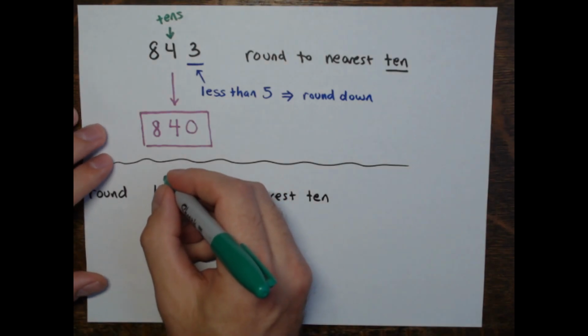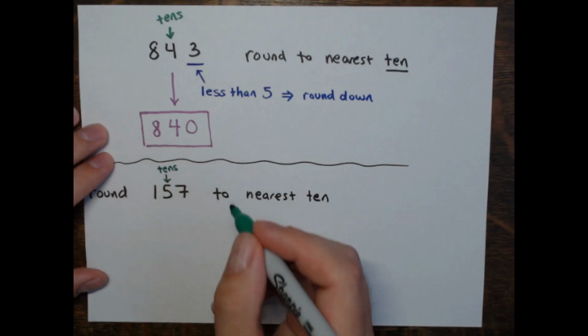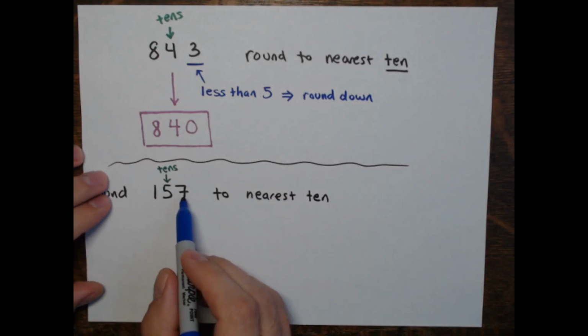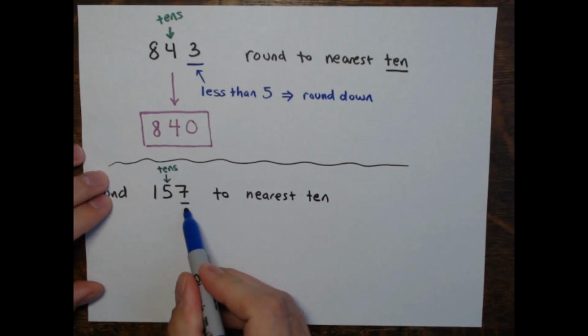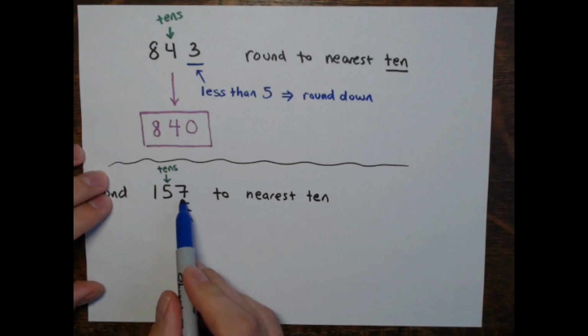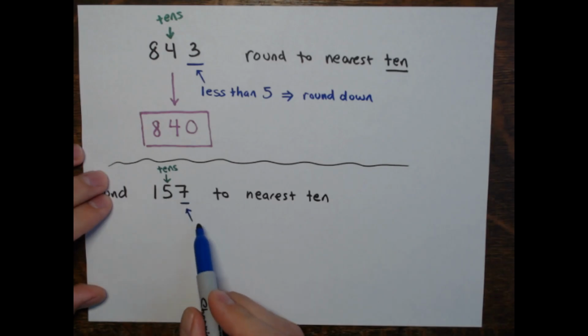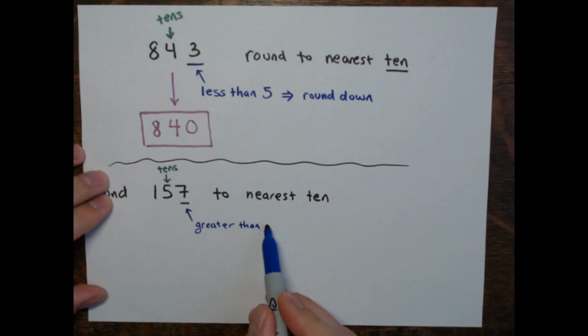So like before, I point out which of these digits is in the tens place. That's this 5 here. Then we underline the digit in the place to the right of it. And then ask, is that digit in the place to the right of our given place value 5 or greater? Well, this is greater than 5, greater than or equal to 5. It is 7.